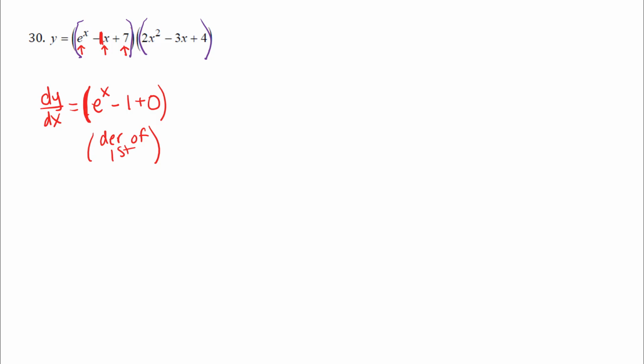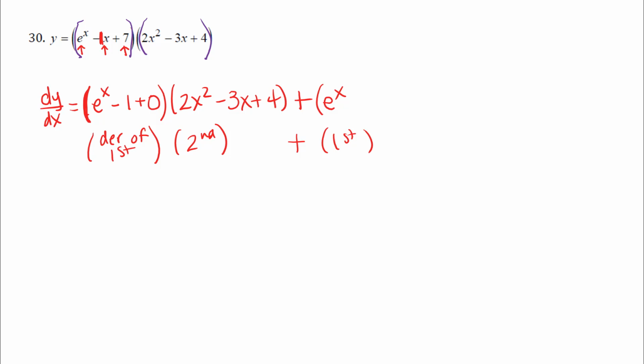All right, so that's the derivative of the first factor in the product times the second. So I'm just going to write down that second function and that second factor. Then plus the first function. So that's just going to get written down, e to the x minus x, or 1x plus 7. And then times the derivative of the second function.